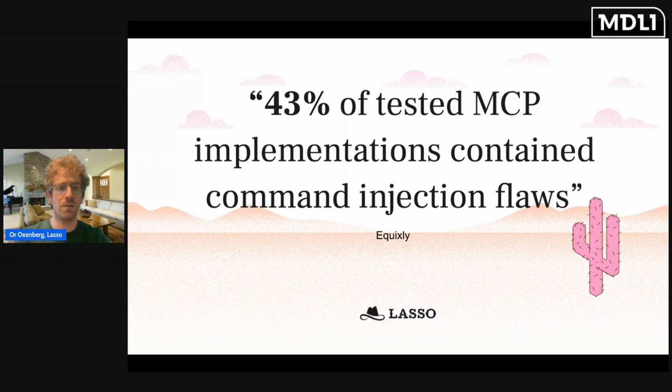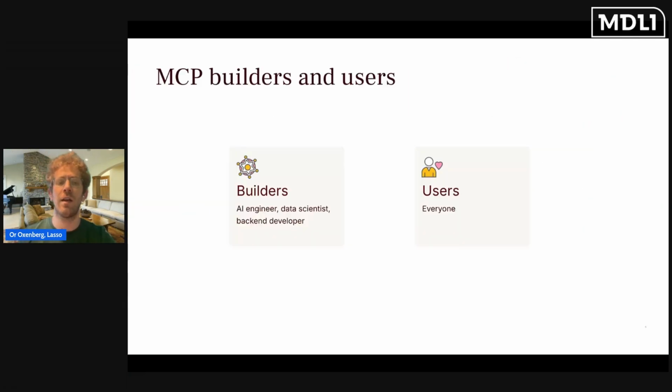It's really amazing because it means that almost half of the MCPs that we are using today contain command injection flaws. In other words, we can run code on them and control them from the client. This is really crazy. And I think it happened because of a gap over the last half year between the builders and the users.